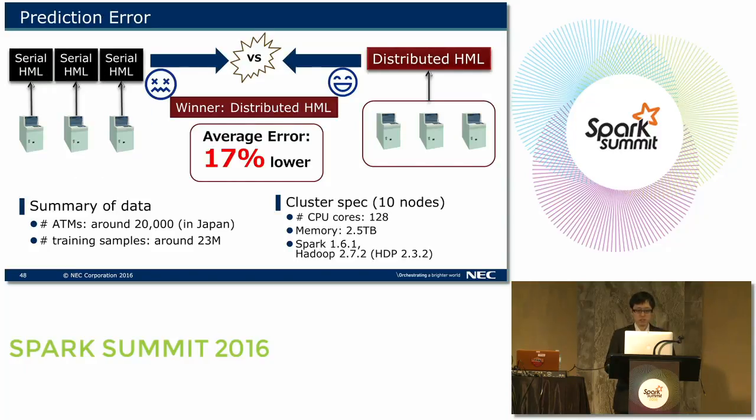Actually, for this use case, we can speed up the serial HML by running the serial HML on each ATM's training data. However, this increases the prediction error because the size of training data for each serial HML is reduced. On the other hand, distributed HML can use the whole training data, in this case around 23 million samples. So distributed HML can achieve higher prediction accuracy. Finally, distributed HML achieved 17% lower average prediction error compared to the serial HML.